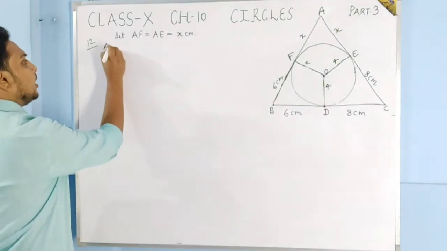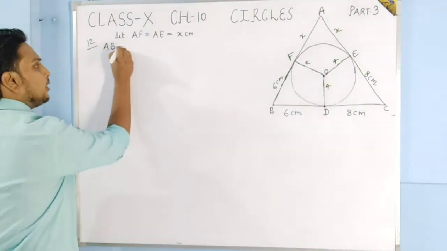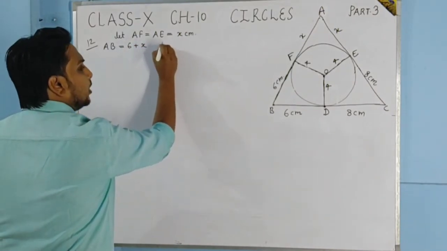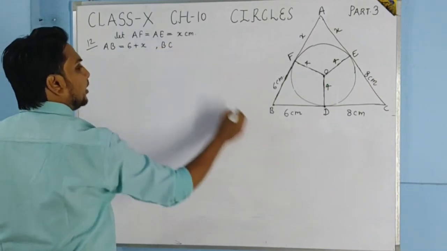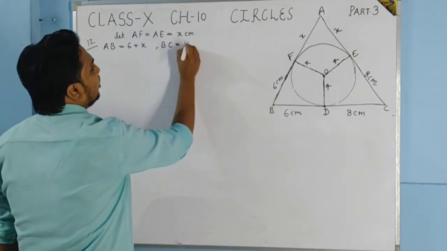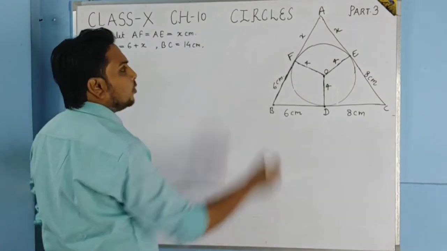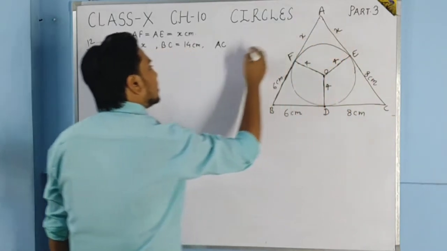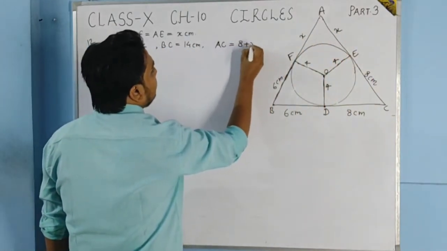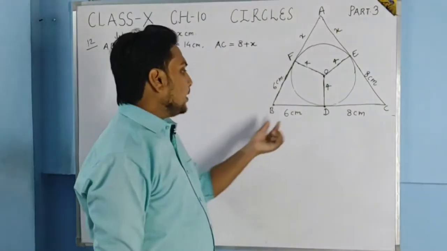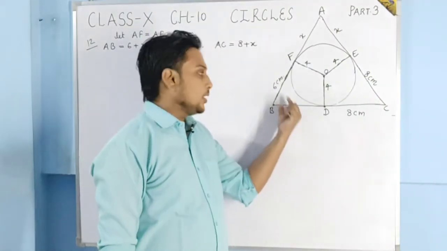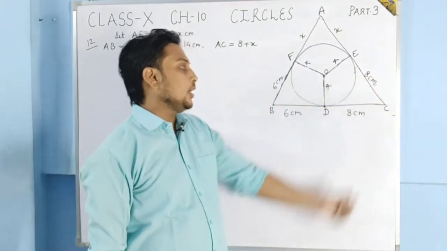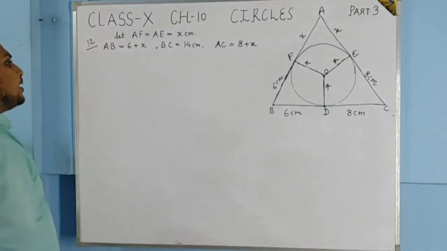So basically, students, the length of the whole side AB is equal to 6 plus X centimeter. The whole length of the side BC will be 6 plus 8, that is 14 centimeter. And the length of the whole side AC will be 8 plus X centimeter. Are you getting this? Because this was 6 centimeter, this is also 6 centimeter, this is X so this is X also, this is 8 so this is 8 also. So AB, BC and AC.